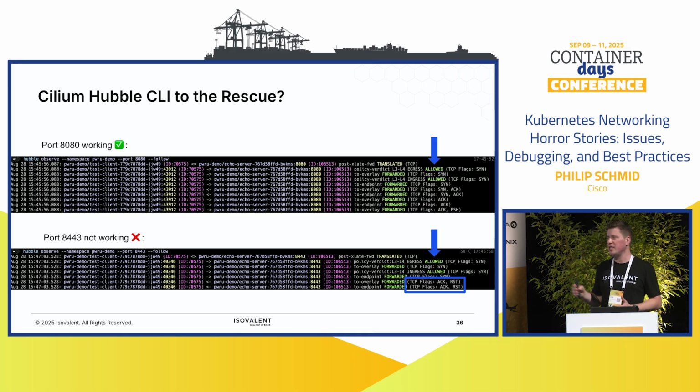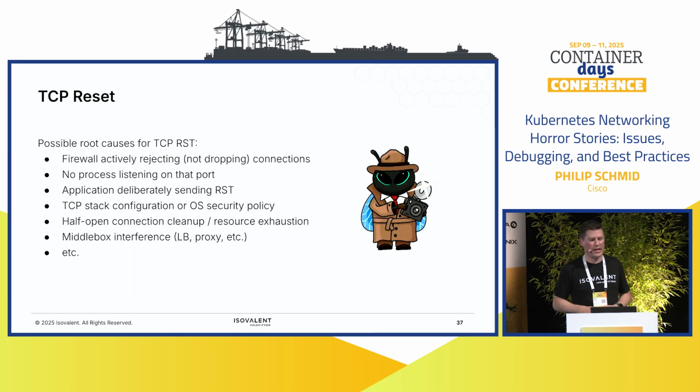However, we still see the TCP reset at the bottom. Now, unfortunately, a TCP reset can have multiple reasons. For example, it could be a firewall in between that's actively rejecting but not dropping the traffic. It could be a misbehavior in the destination application. It could be a misbehavior in the TCP or operating system stack of the target system.